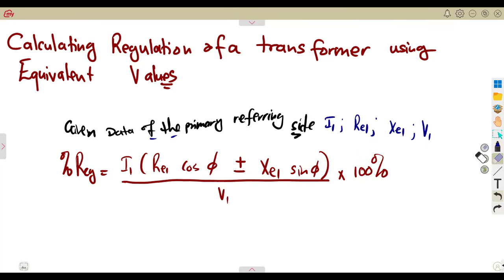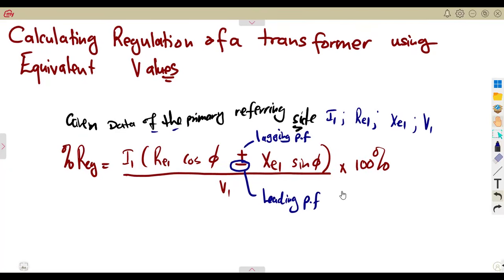The plus and minus is going to depend. The plus is going to be for the lagging power factor. You can be given a lagging power factor, and that is the plus. When you have the negative that we are seeing there, it is when you are referring to a leading power factor. When you're given a leading power factor, that is what you must use. So this is the formula, guys.